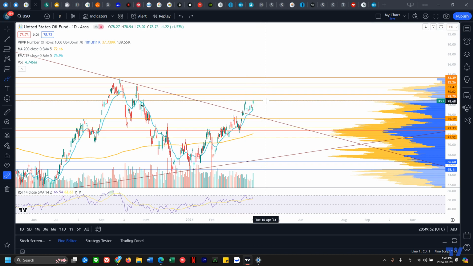This 78.68. So if this breaks, we're looking back up to closer to this $81 resistance for me. If we can break above this 78.7, we'll see if that happens. And bulls are currently perfectly fine, as long as the daily uptrend is intact, no signs of red flags.